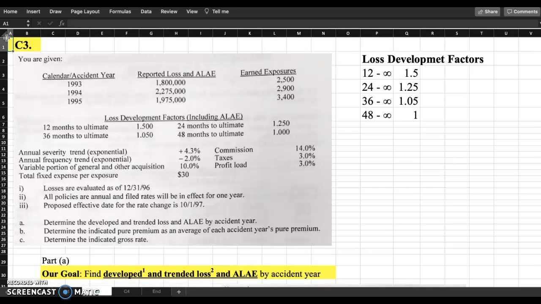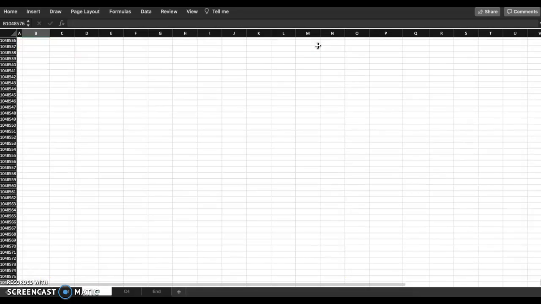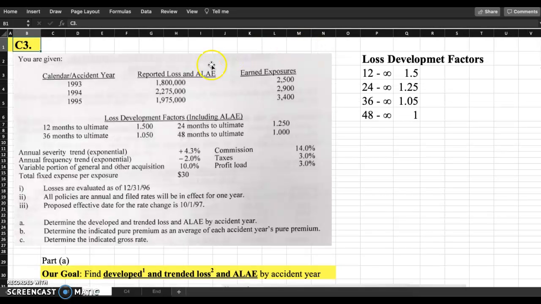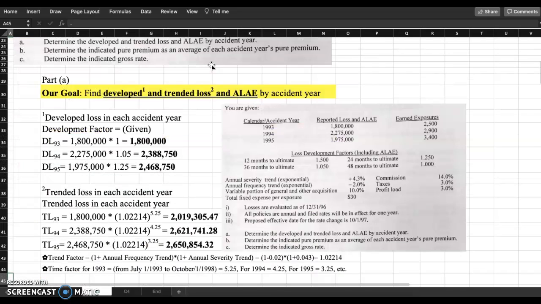The next problem is we have the following chart, and we have the loss development factors like 12 months to ultimate, 48 months to ultimate, as shown. Now, part A. Part A is we need to find the developed and trended loss and ALAE by accident year.